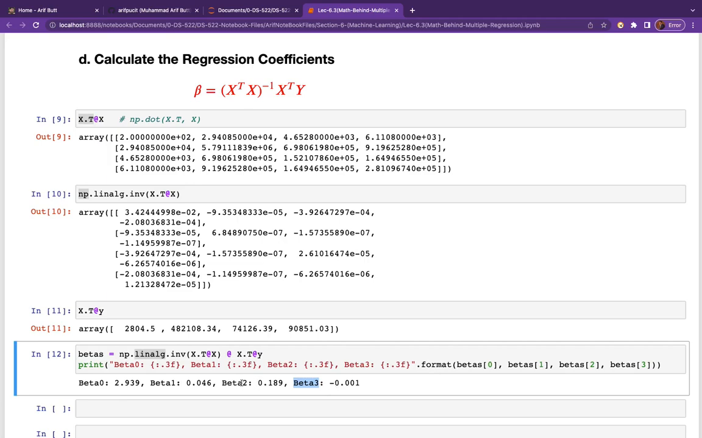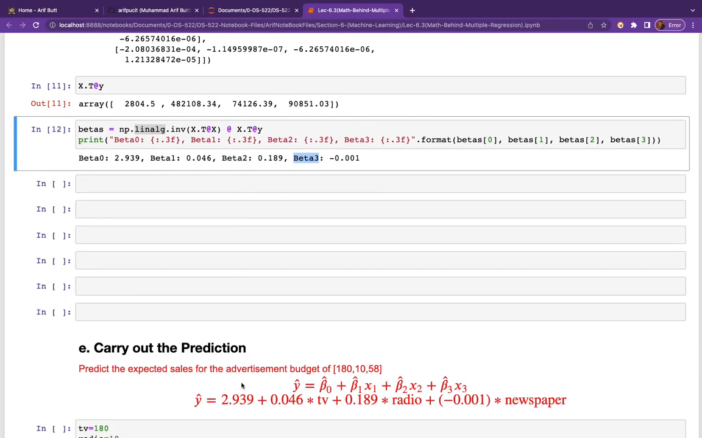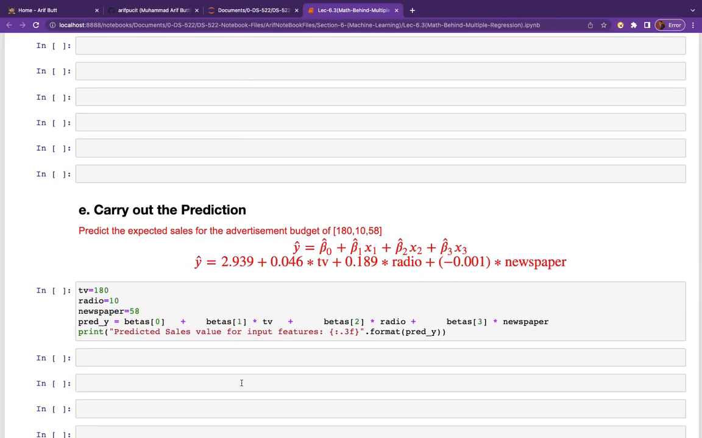So now we have all the regression coefficients. We are ready to carry out the prediction. Let us predict the expected sales for the advertisement budget of 180 for TV, 10 for radio, and 58 for newspaper. I've just taken random values.